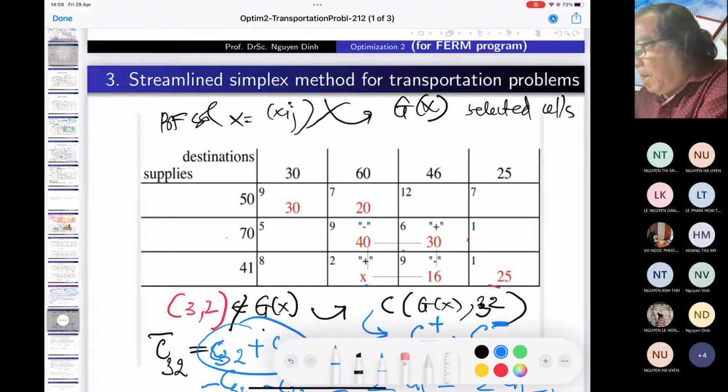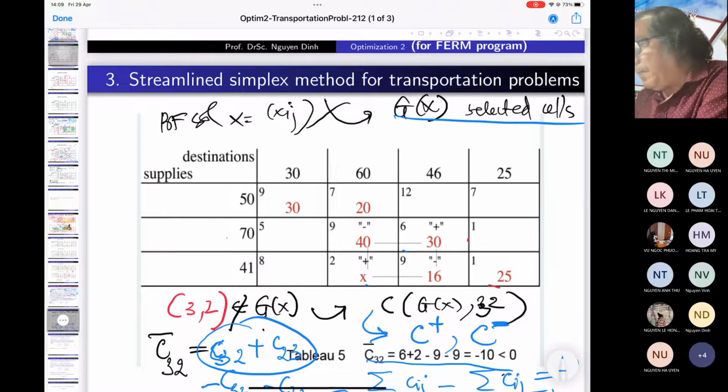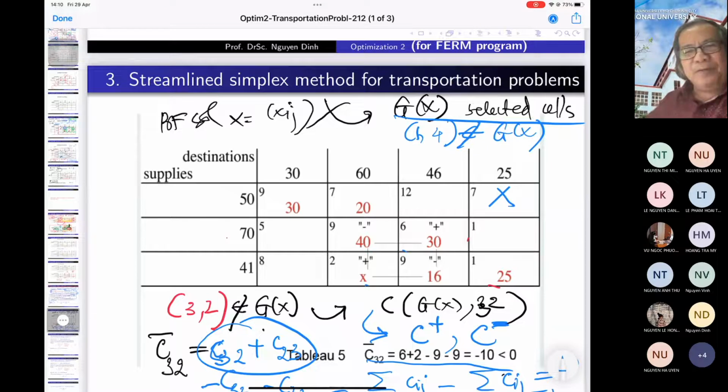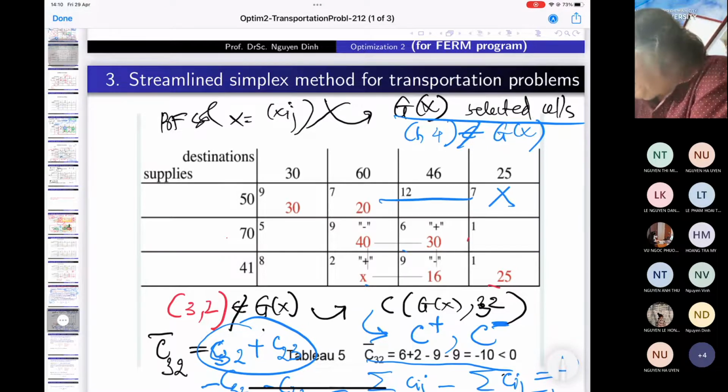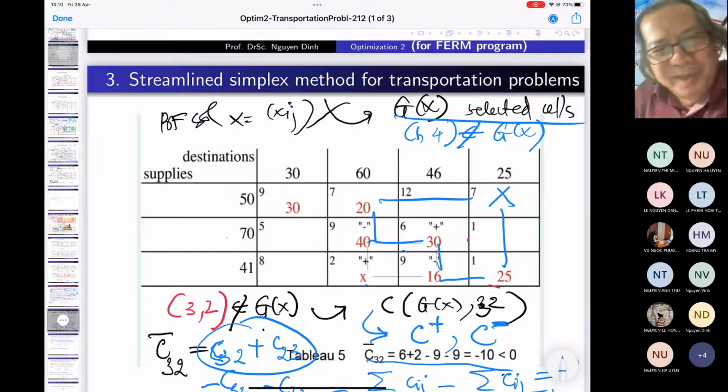You have a Cij here. You have the solution here, and Gx deletes the cell here. Now I take this cell, the cell 1, 4. The cell 1, 4 does not belong to Gx. Is that okay? And it creates a cycle for me. The cycle is here. This is a cycle. Is that right?